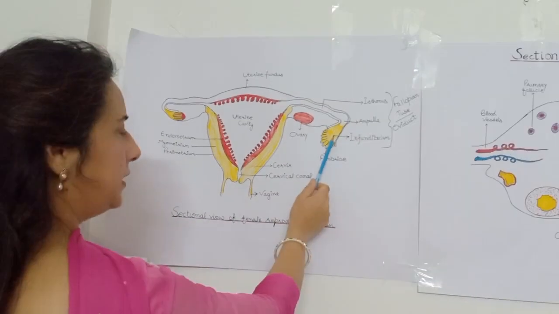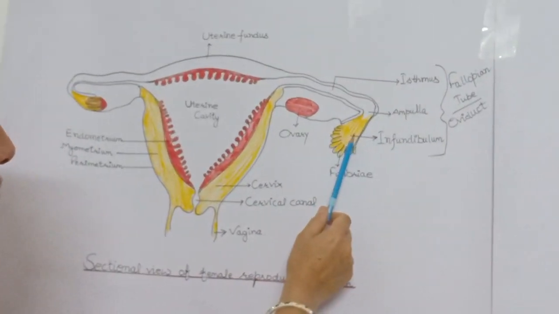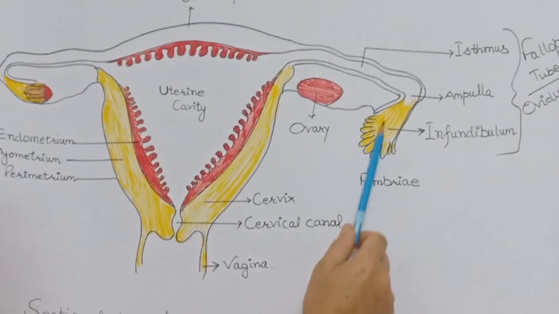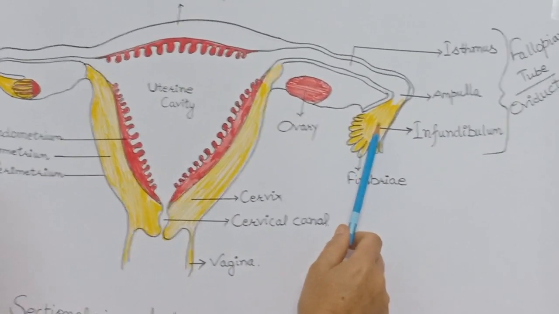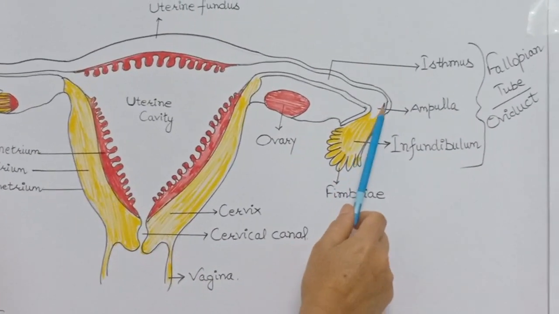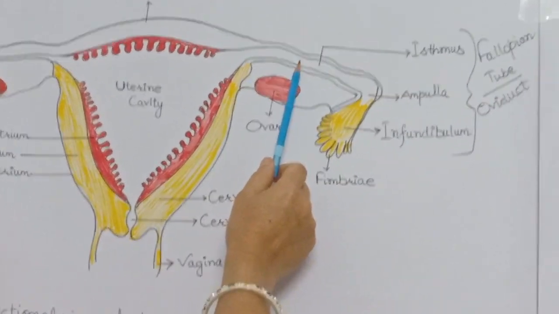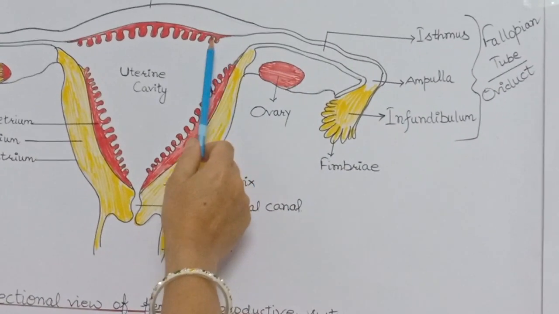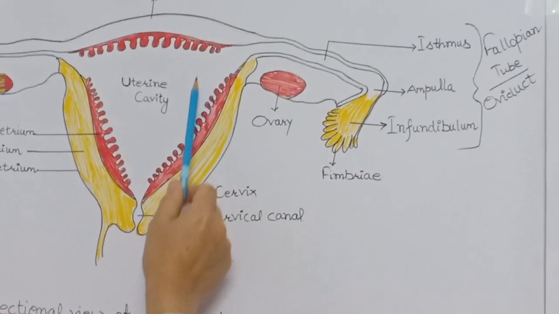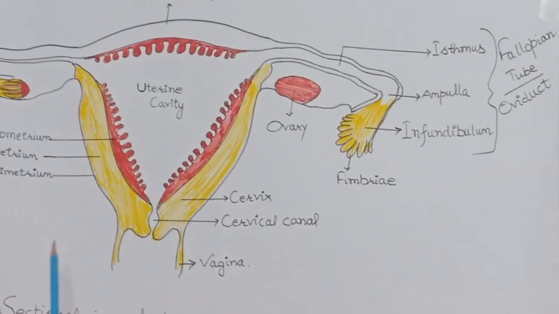Now, the first part is known as the infundibulum. It has the fimbriae, and it receives the ovum. The next part is known as the ampulla, and the next part is known as the isthmus. Now, this isthmus opens into the uterine cavity.